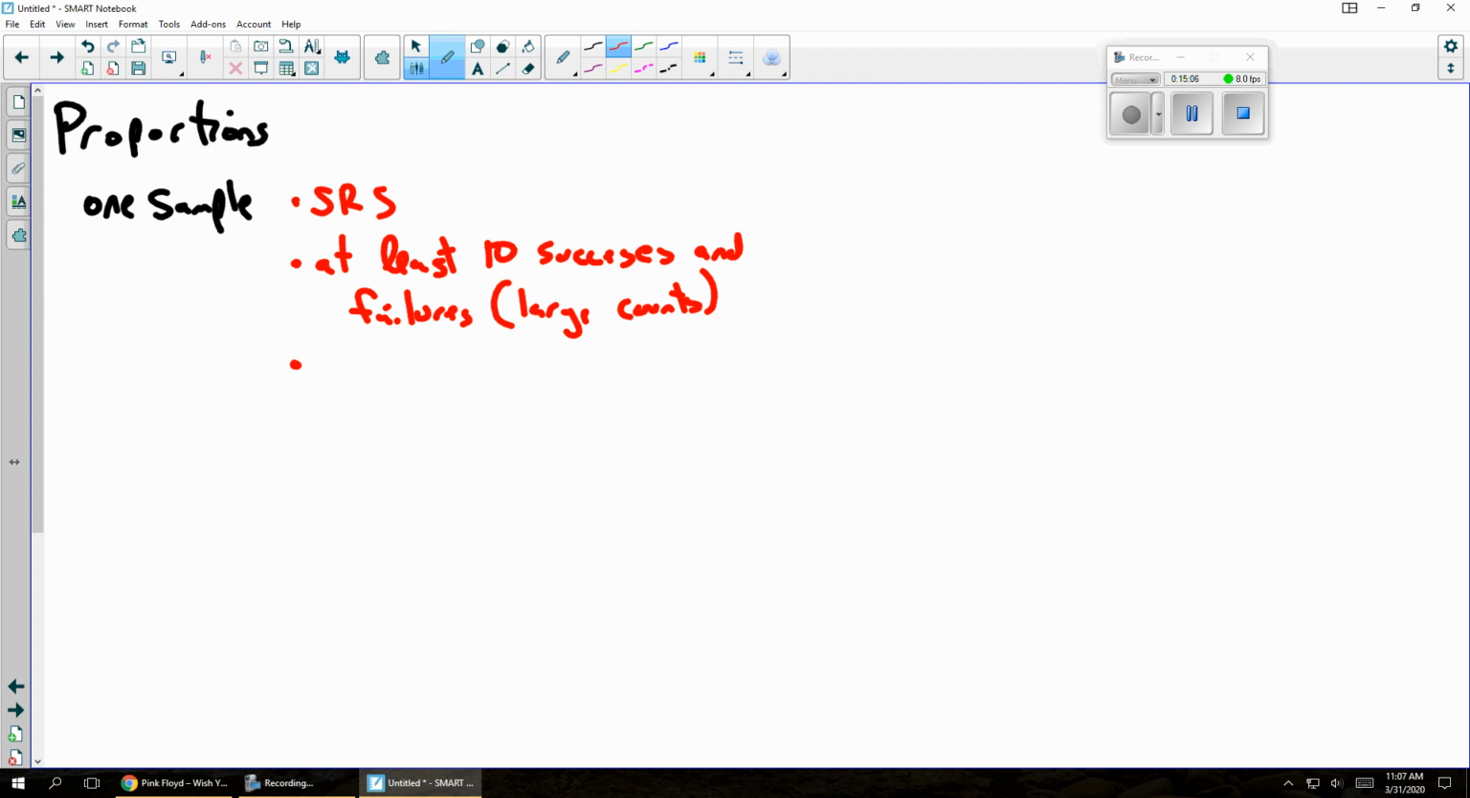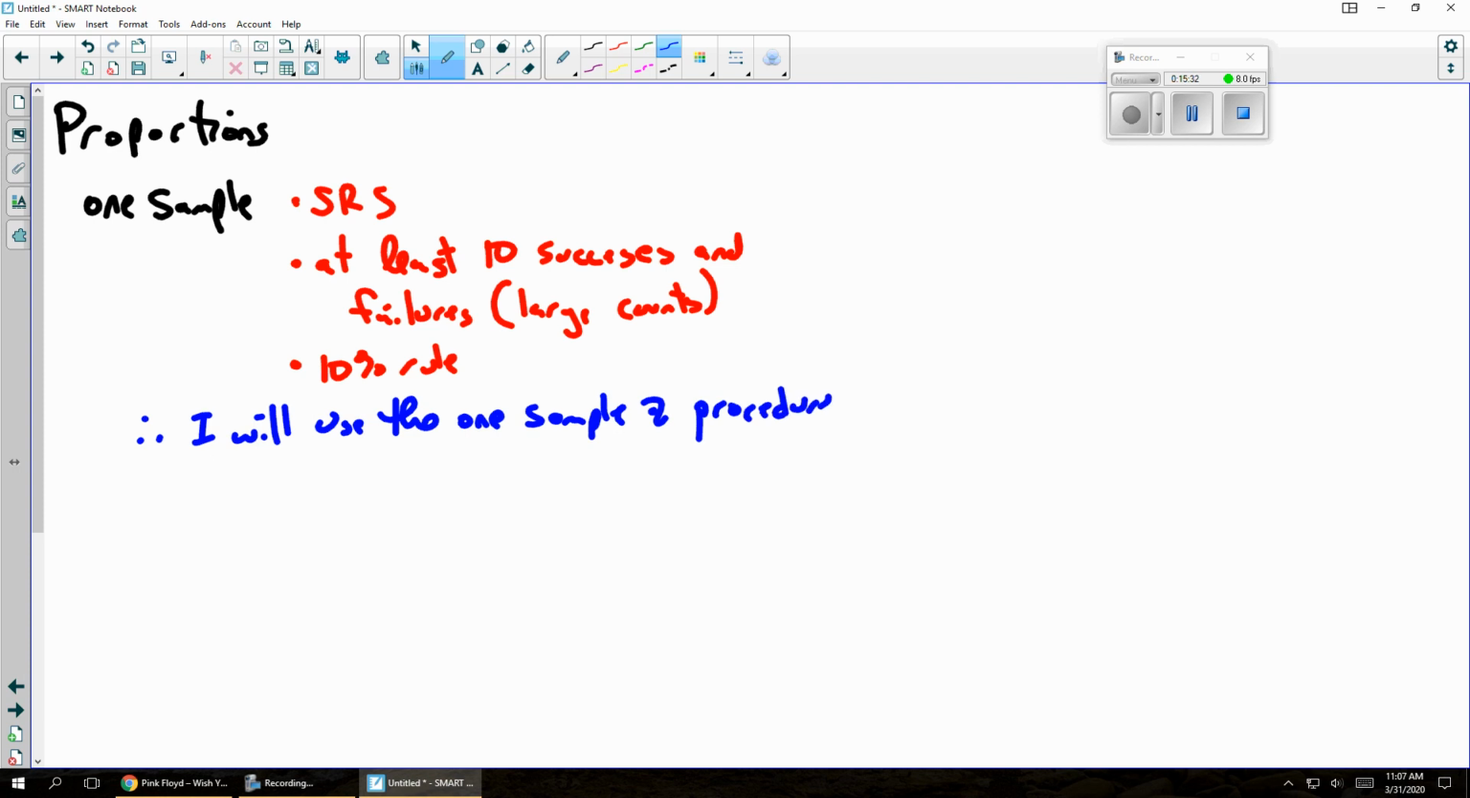And I need to have the 10% rule being met. The 10% rule is important when I am sampling without replacement. And if those things are met, then I would say, therefore, I will use the one sample Z procedures for proportions.